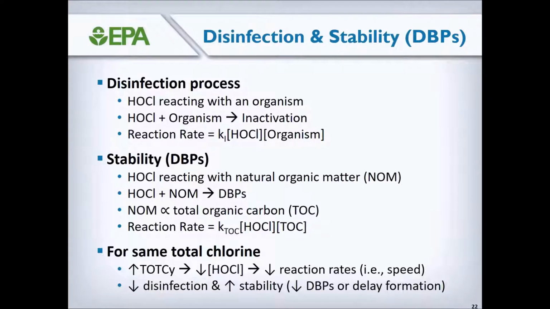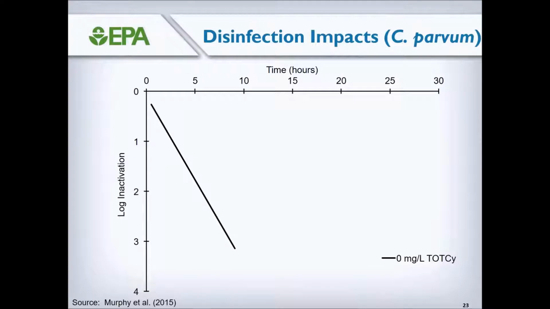So as opposed to outdoor pools where stability mainly comes from shielding free chlorine from sunlight, in drinking water, stability is going to come from having an effectively lower free chlorine concentration in the water. And so to illustrate these points, I want to show a few graphs.